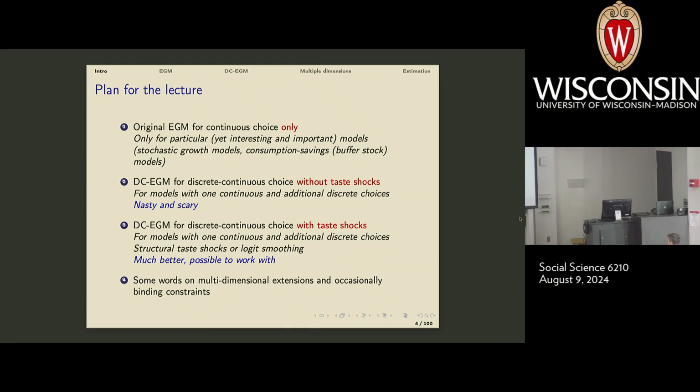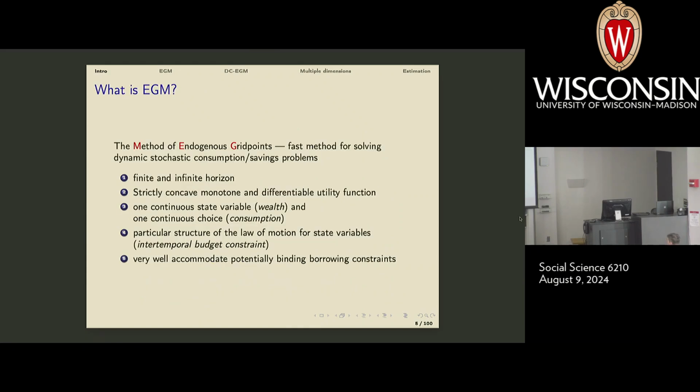So there is hope to work with multiple continuous choices. Okay. And we'll talk about that too. Okay, so let's start with EGM, the endogenous grid point method. It's a fast method for solving dynamic stochastic consumption savings problems.